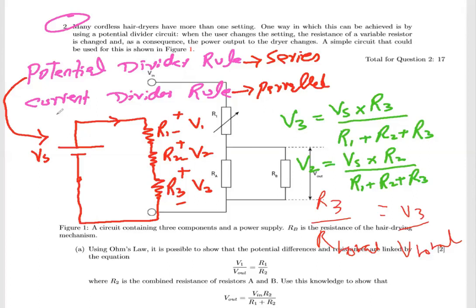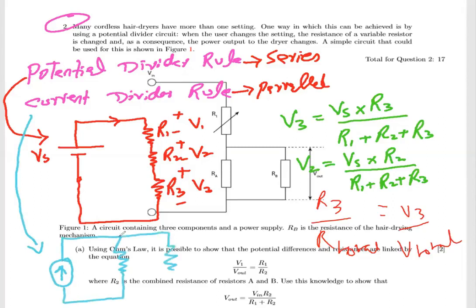Now let's come toward the other rule, that is the current divider rule. Let's say we have a current source. Here I have one resistor, and here I have another resistor. Current in this branch is I1, current in this branch is I2, and this is the source current. This resistor is R2, and this resistor is R1.